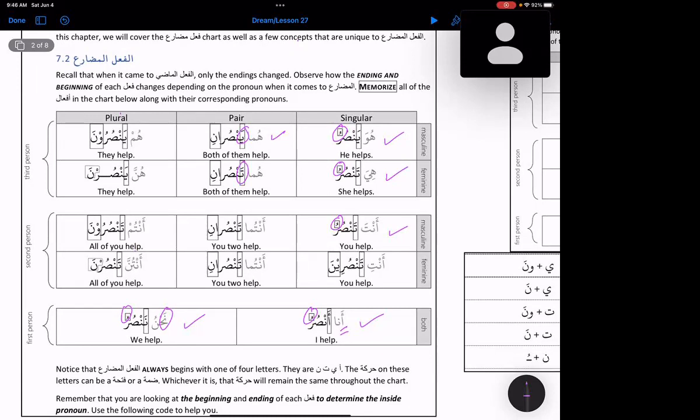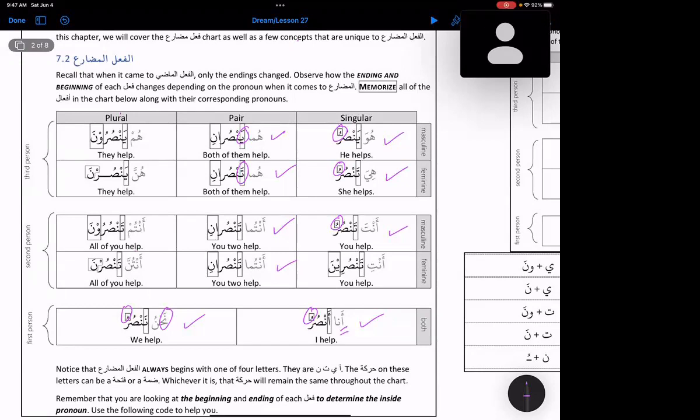Tansurani, how many times? One, two, three times. Three times, right? So we have Huma Tansurani, Huma the Hiya version, and then we have Antuma, and then we have Antuma feminine version. So three times we have Tansurani. But inshallah, the context is going to help us. Which one is which?